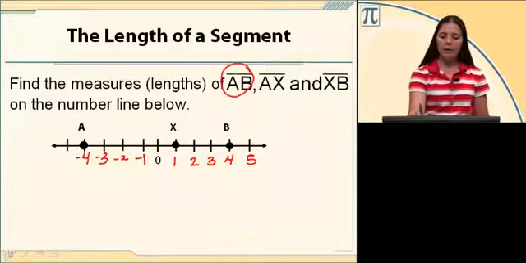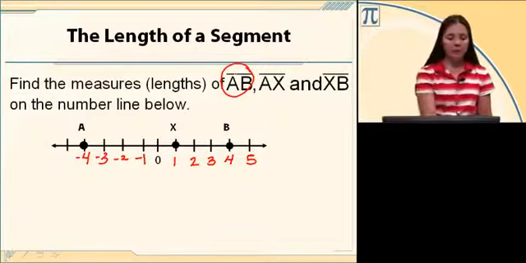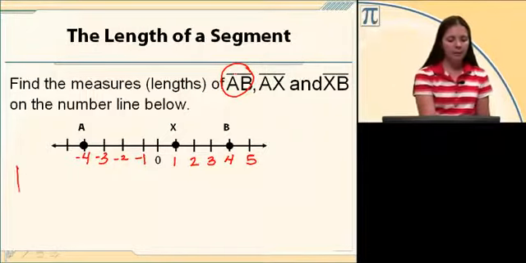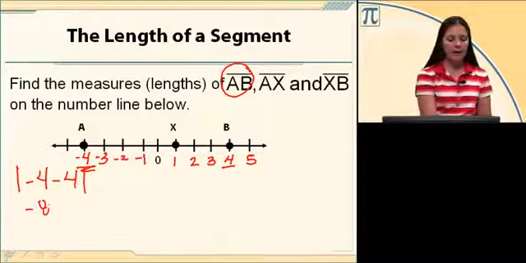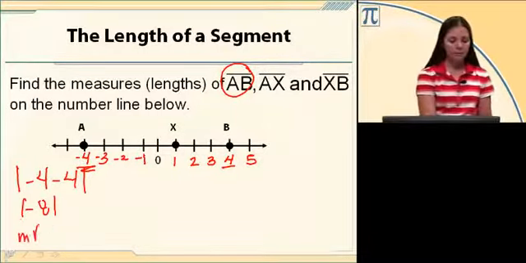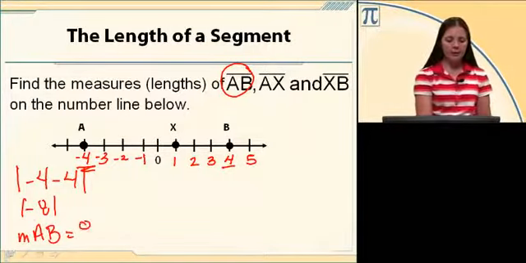The first point, or the first distance I want to find, is between A and B. So I'm going to find the absolute value of the difference between where point A is at and where point B is at. So to do that, I'm going to find where A is, -4 minus 4. -4 minus 4, that's -8. So I can see that the measure of AB is the absolute value of -8, which is 8.